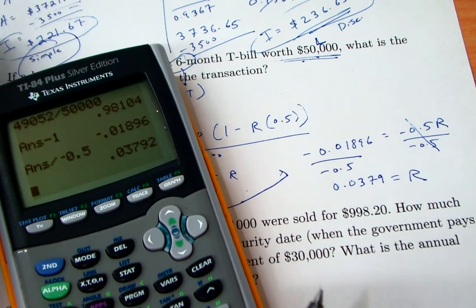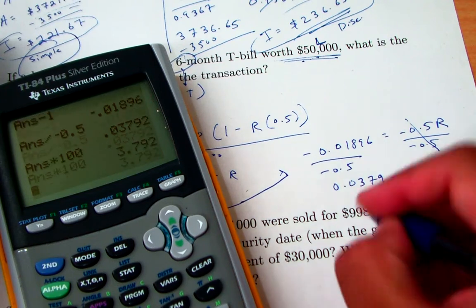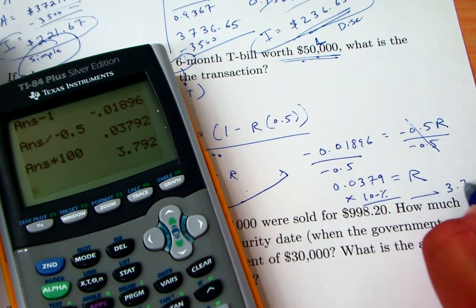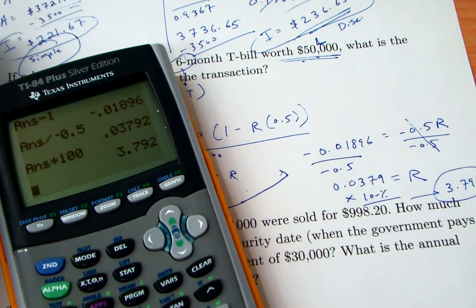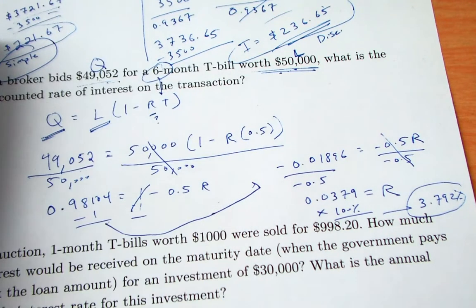To get it as a percent, the way interest is typically presented to you, multiply by 100%, and what you get is 3.792%. So lending the government some money over 6 months, you get a 3.79% interest rate on your loan. So pretty good money for lending the government your own money for a little while.